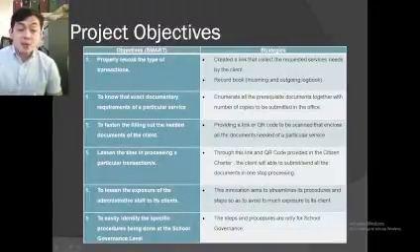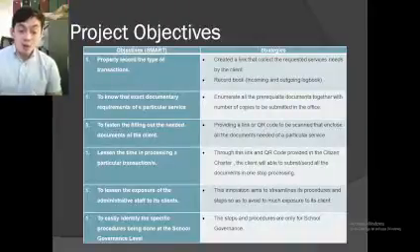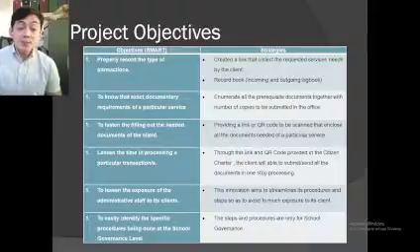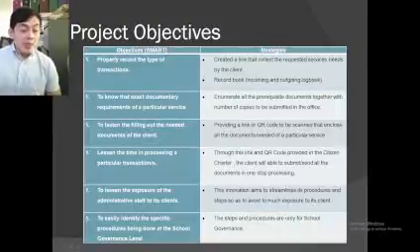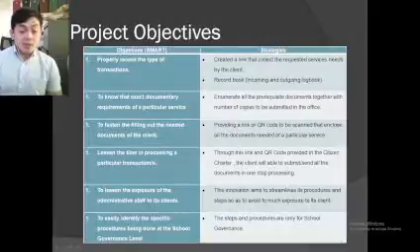Through this link, the QR code provided in the Citizens Charter, the client will be able to send documents for one-stop processing. And to lessen the exposure of the administrative staff to the clients, this innovation aims to streamline its procedures and avoid exposure to its clients due to the widespread COVID-19 pandemic. Then, to easily identify the specific procedures being done, the steps of the procedures are only at the school governance level.